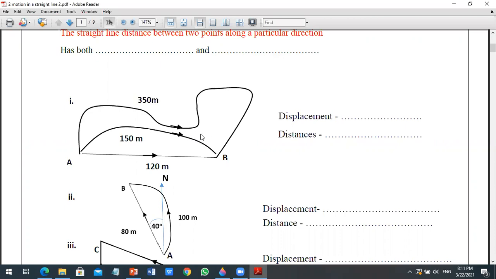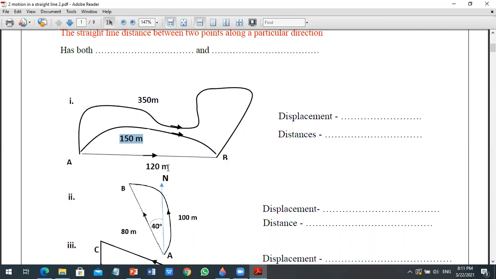150 meters is the displacement? Yeah, 150 meters... it is a distance. Can you see here? It is not a straight line.